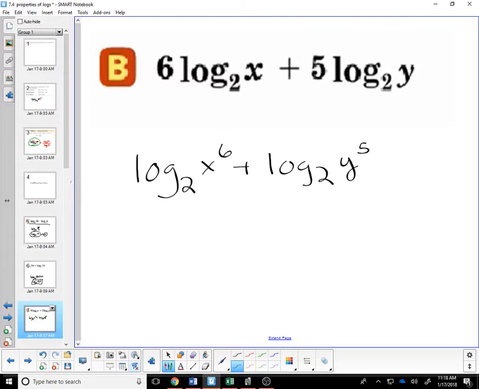Now they're both log base 2, and this is an addition problem, which means I can write them as a product, as a product. So log base 2 of x to the 6th times y to the 5th. And can I really multiply those two? Now, so guess what?